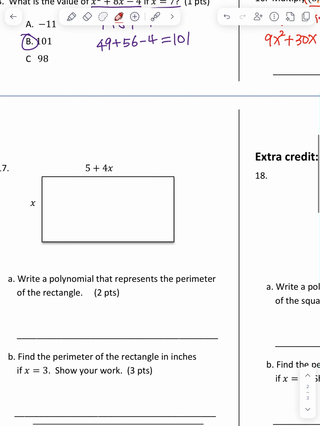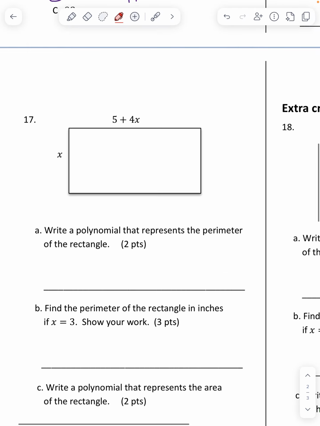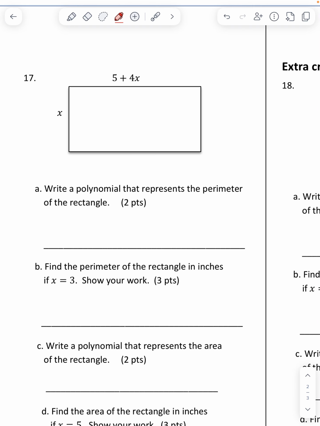Second page. Number 17 is a big question. We have a rectangular shape, a rectangle, right? Write a polynomial that represents the perimeter of the rectangle. Perimeter is all the sides add up, right? All the sides add up. We have a formula for the perimeter of the rectangle, which is 2 times (a plus b).